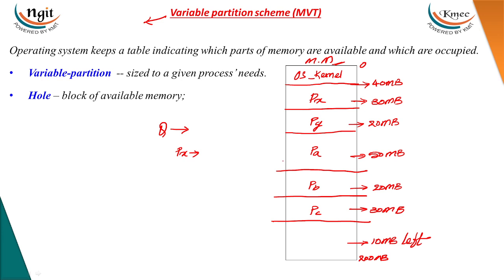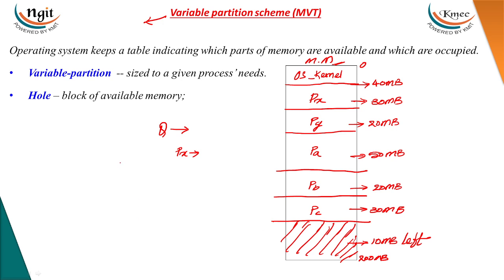Now look here, you can see that there are no partitions. Whenever a process comes into main memory, it takes the corresponding memory segments, leaving a final 10 MB of memory. If a process comes with less than 10 MB, we will allocate it, otherwise it will be left.